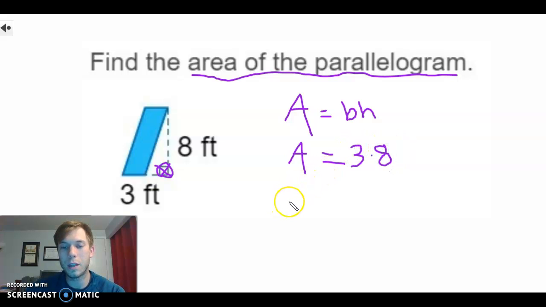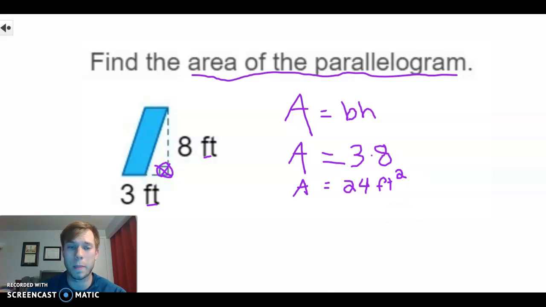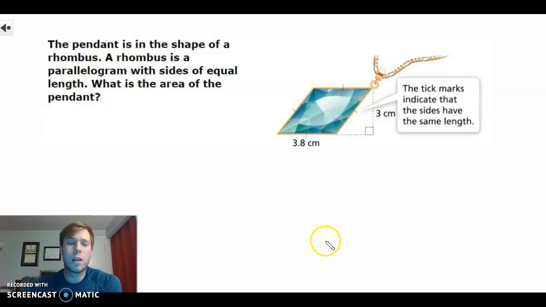Then you can go ahead and solve. And the area for this parallelogram, 3 times 8, is 24. And now you have to include your units with it. So your units are going to be feet. That's what it says on both numbers. Got to make sure it checks out with your dimensions. And then feet squared, since it's area, it's going to be squared. Okay, let's keep on moving along.